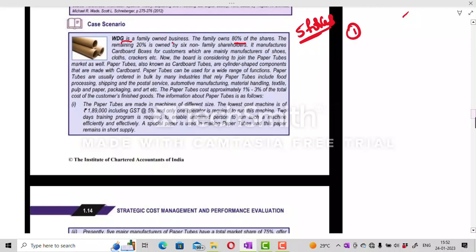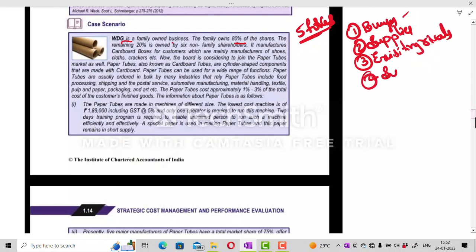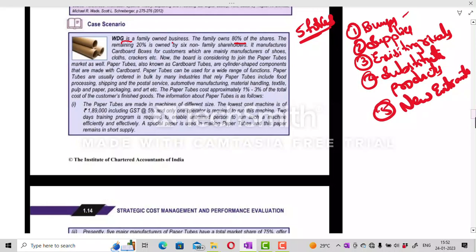First one, bargaining power of buyers, suppliers, threat among the existing rivals, substitute products, and new entrants. We need to check these 5 forces to check whether it is beneficial to enter a particular market or not.